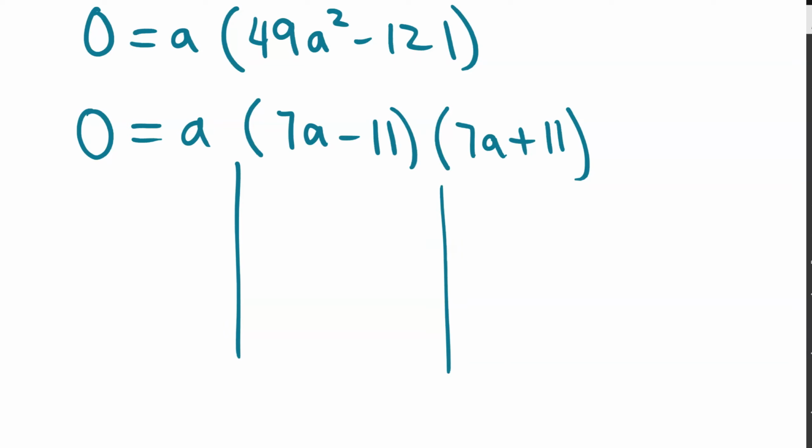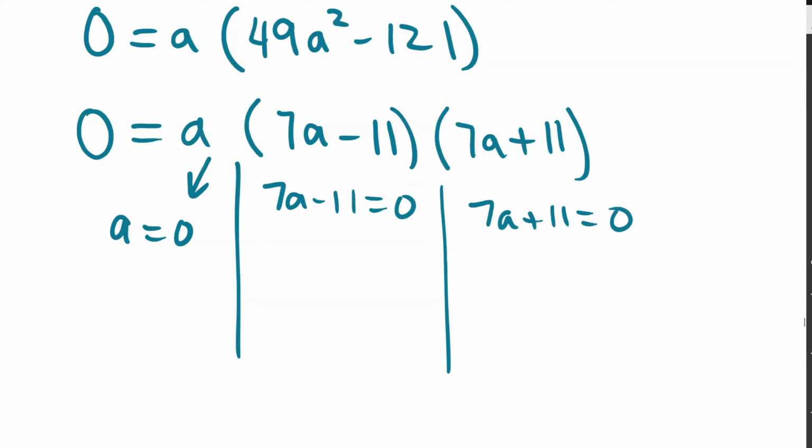Would you set one as A? Set each factor equal to 0. So a equals 0, a equals 11 over 7, and a equals negative 11 over 7.